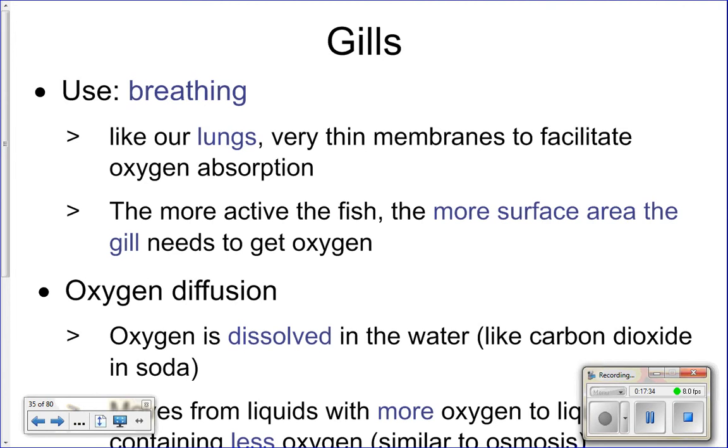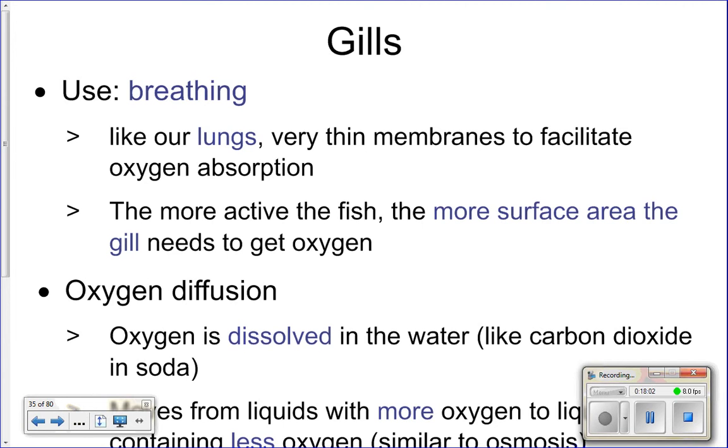Oxygen is dissolved in the water. Okay, oxygen can get dissolved in the water through a variety of methods. If you have plants that do photosynthesis, like phytoplankton, kelp, seagrasses, anything that does photosynthesis is going to release oxygen as a byproduct of photosynthesis. And that oxygen will be dissolved in the water. And so that oxygen will be available to the fish.